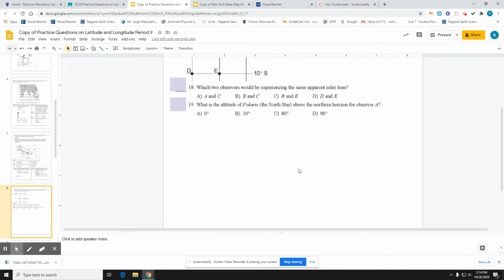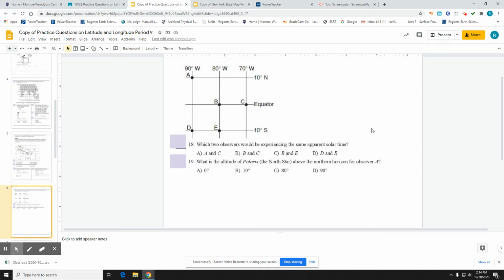All right, let's check out this next page. Which two observers would be experiencing the same apparent solar time? If you are on the same longitude, then you're going to observe the sun reaching its highest point at the same time everywhere along that longitude line. So B and E are on the same longitude line. They would experience the same solar time. And so would A and D if they were one of the answers there.